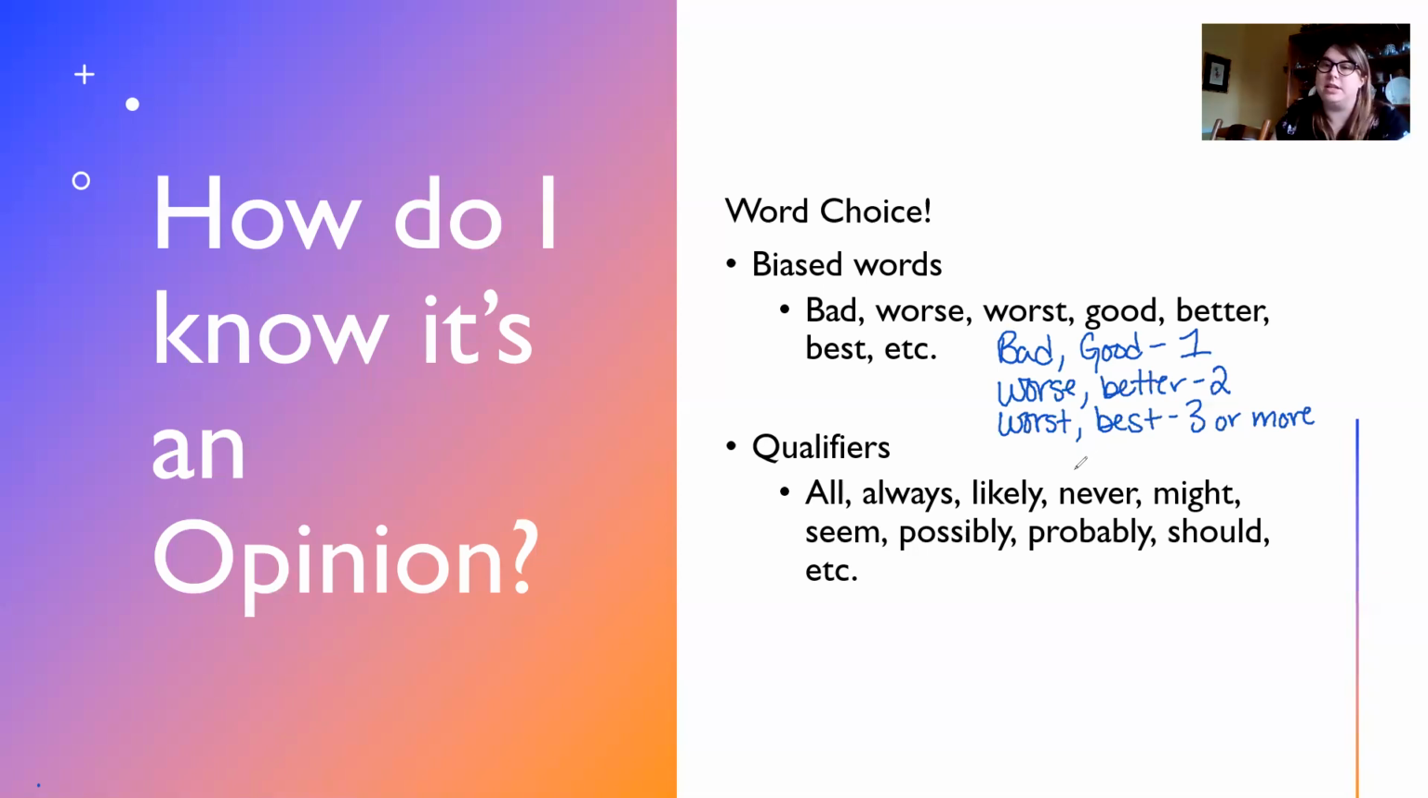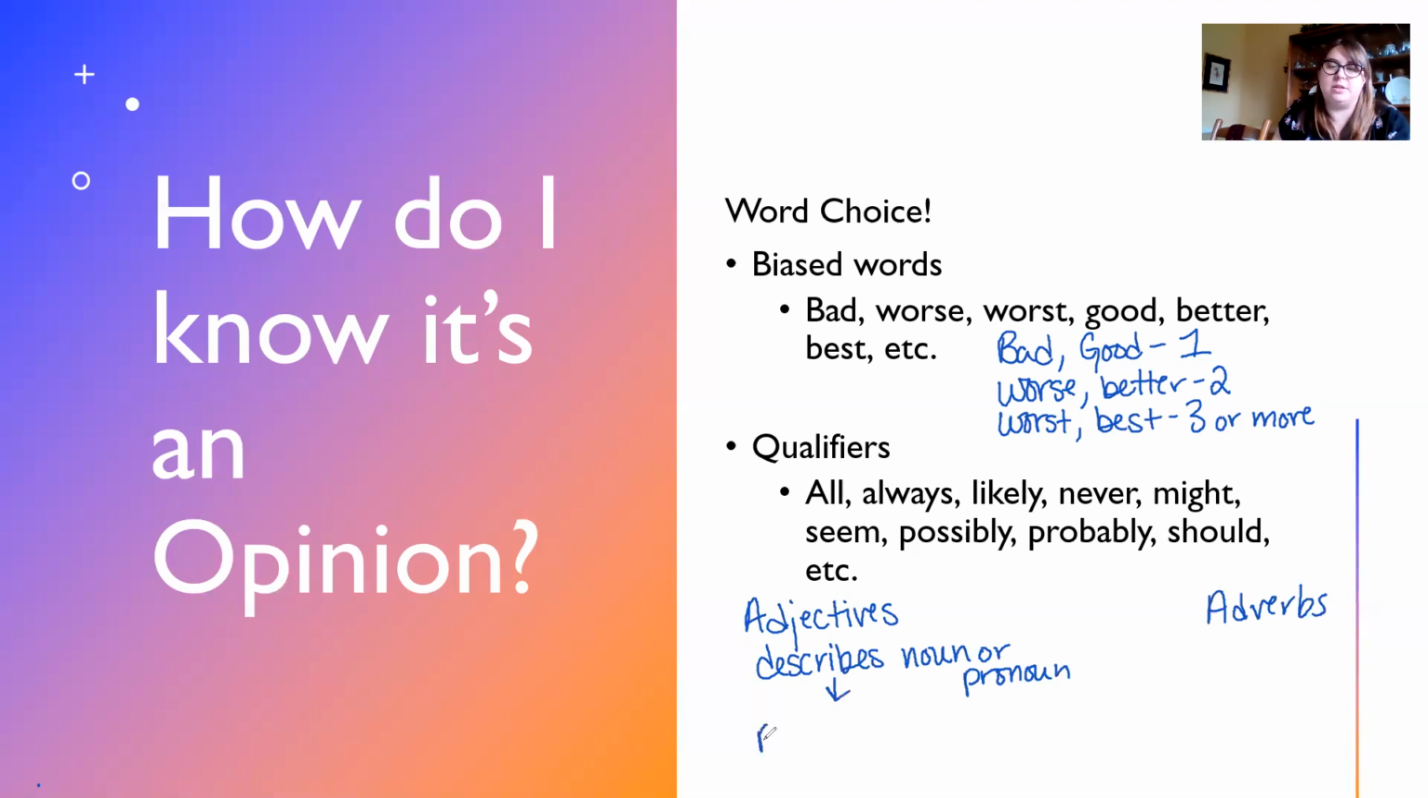These six words are a really good indicator that you are dealing with an opinion, because when you say something is the best, it's totally up to you. There's no way to really prove that. The other way that we tell something is an opinion is with qualifier words. These qualifier words can be adjectives or adverbs. An adjective is a word that describes a noun or pronoun. What this really means is that it describes to you a person, place, thing, or idea.